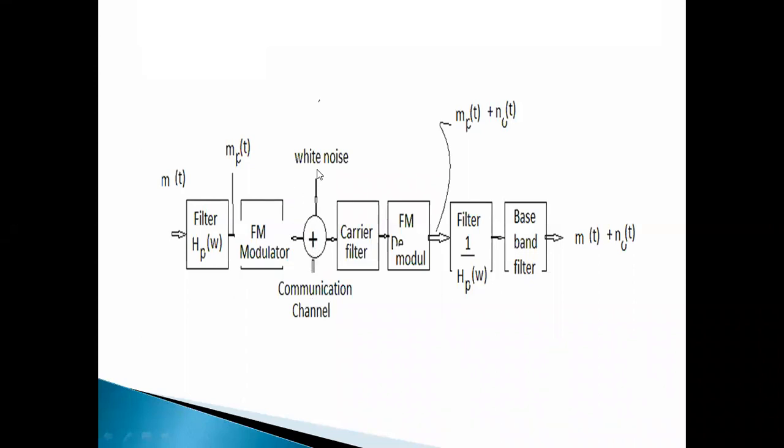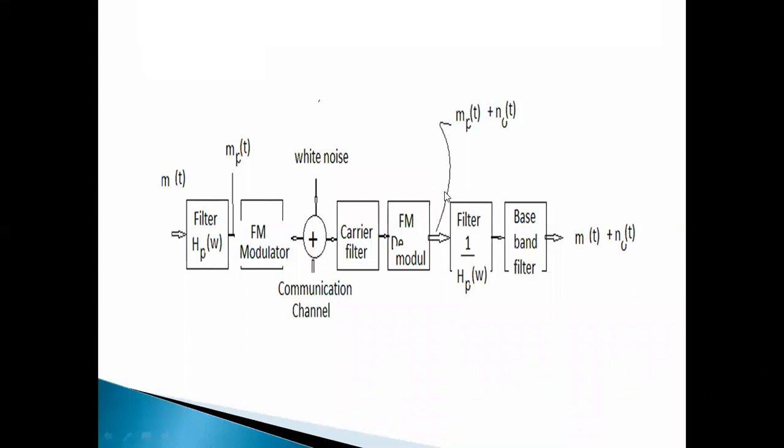In the communication channel, one more added factor is noise. You can treat it as white noise. Along with the signal, the noise reaches the receiver section. The receiver section has the carrier filter, and again the FM demodulator. After demodulation, the signal is MP of t plus N of t.